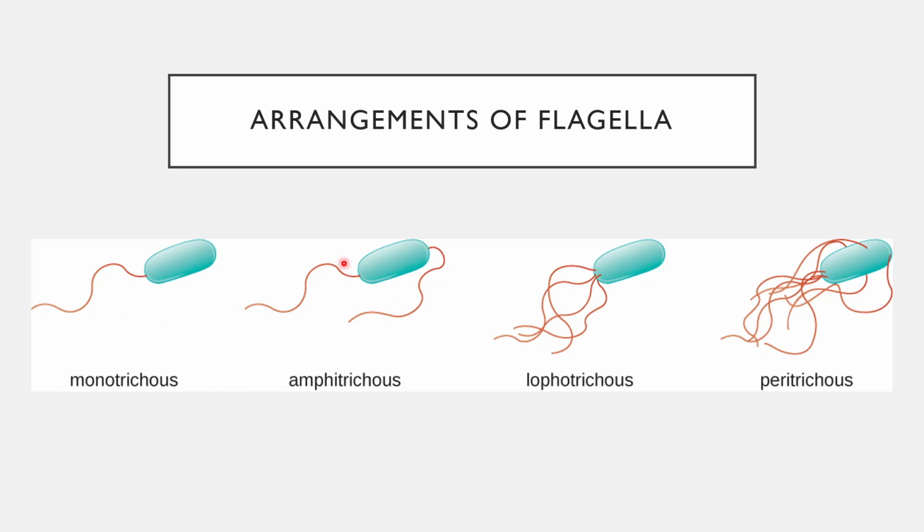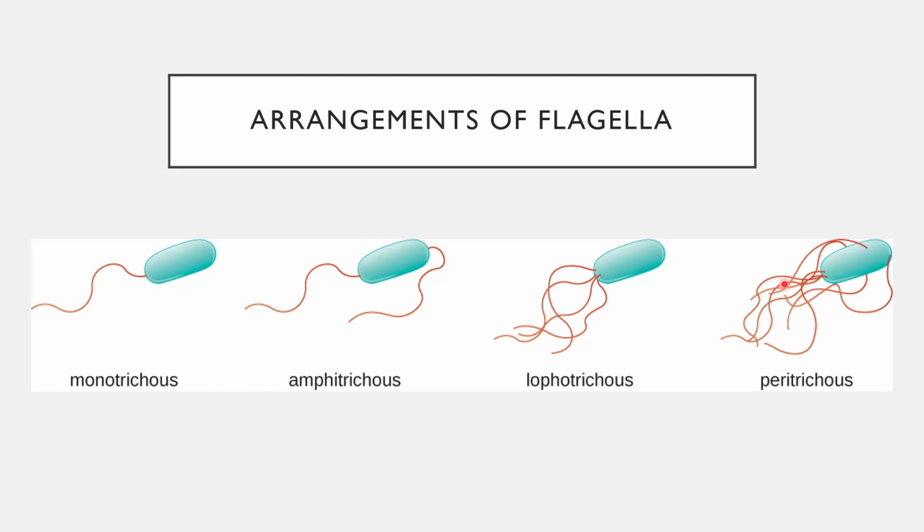Amphitrichous flagella is one or more flagella that are present at opposite ends of a bacterial cell. Lophotrichous flagella is multiple flagella that are projecting from a single end of a bacterial cell. And paratrichous flagella, finally, are flagella that have no particular pattern in which they are attached to the surface of the cell. They're sort of found in a disorganized manner all over the surface.